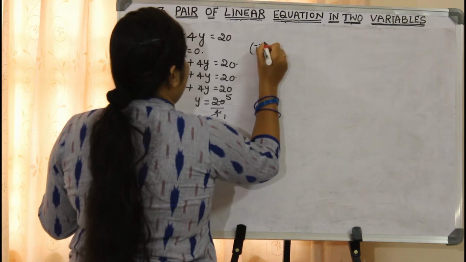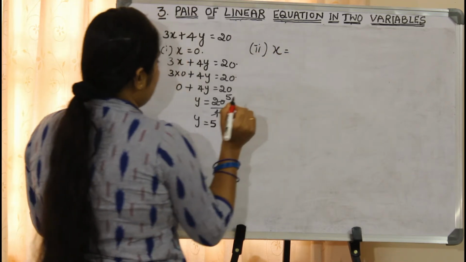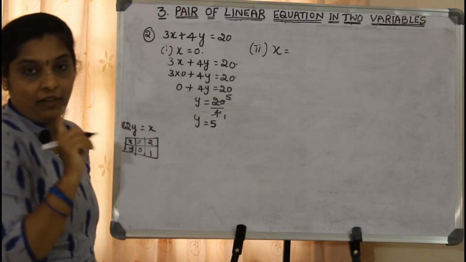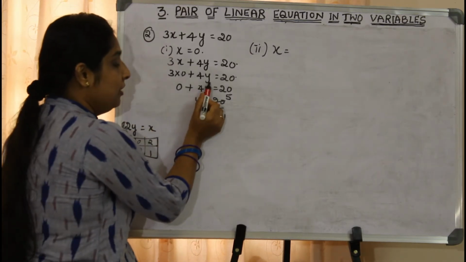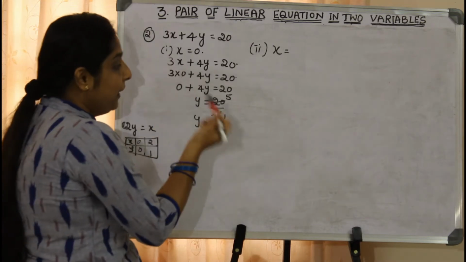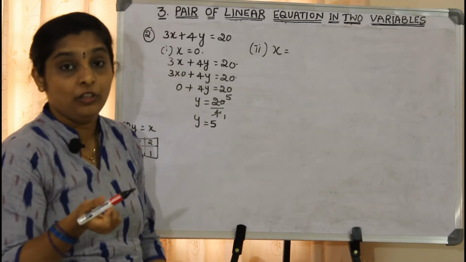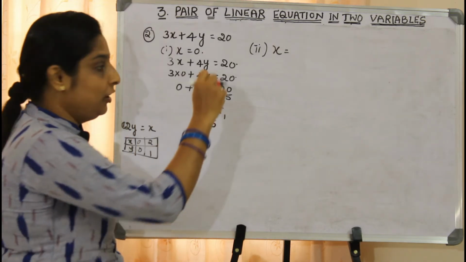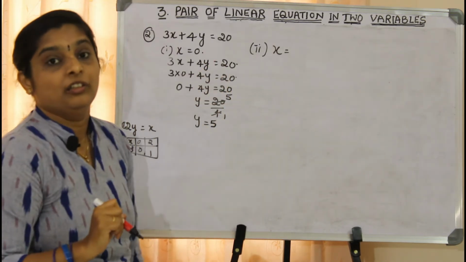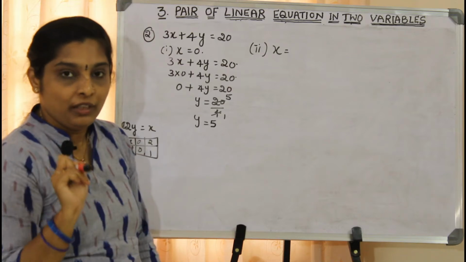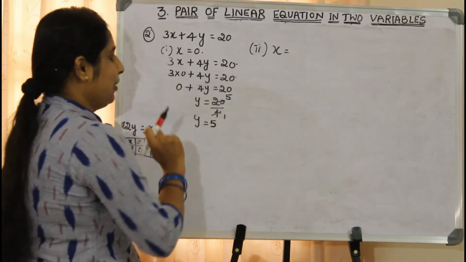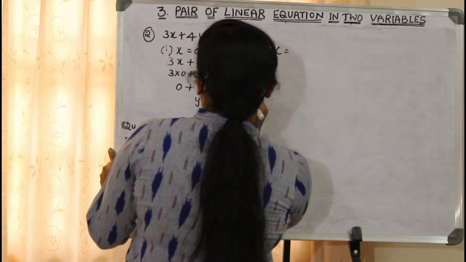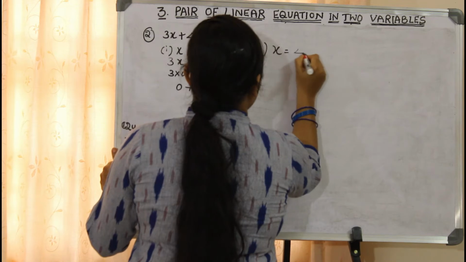Second one, let us take again x is equal to, make sure that whenever you take a value, because y has the coefficient 4, you better take the multiples of 4 so that you can avoid fractions. If you get a fraction, it is difficult to plot it on the graph. So try to take the multiples of 4. Okay. So x is equal to, let me take 4.